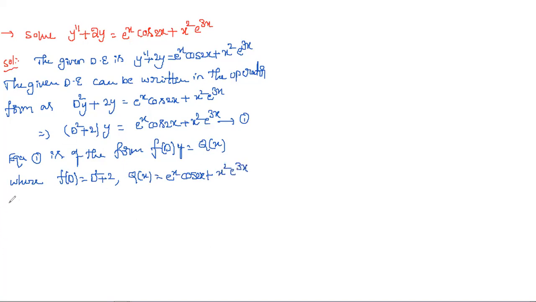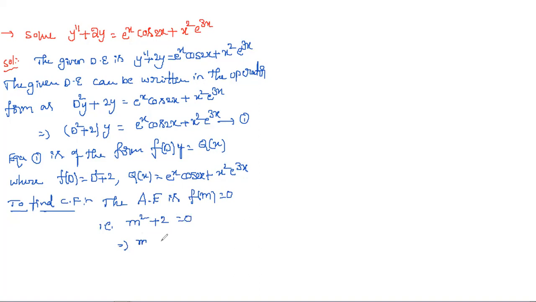Now, first we need to find the complementary function and then calculate the particular integral. To calculate the complementary function, first we take the auxiliary equation. The auxiliary equation is f of m is equal to 0, which we get from f of D only. We simply substitute m in place of D. So m square plus 2 is equal to 0. That implies m square is equal to minus 2, since when the plus 2 goes to the right hand side, it changes to minus 2.